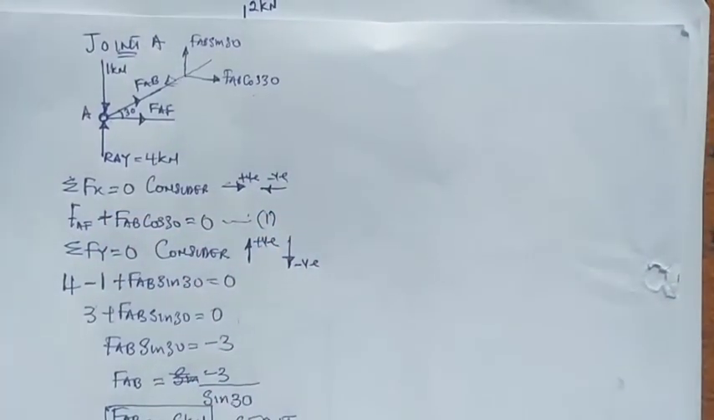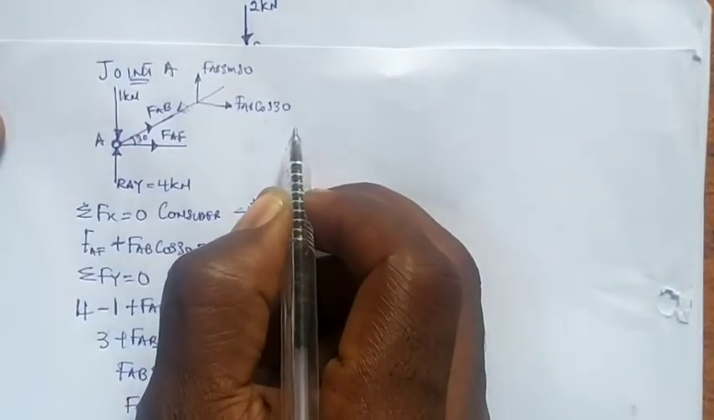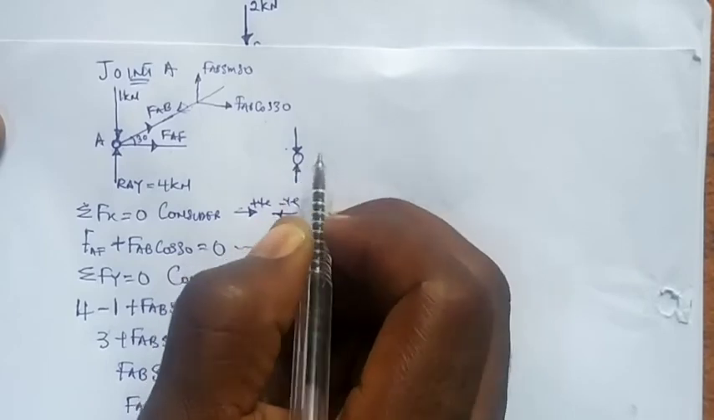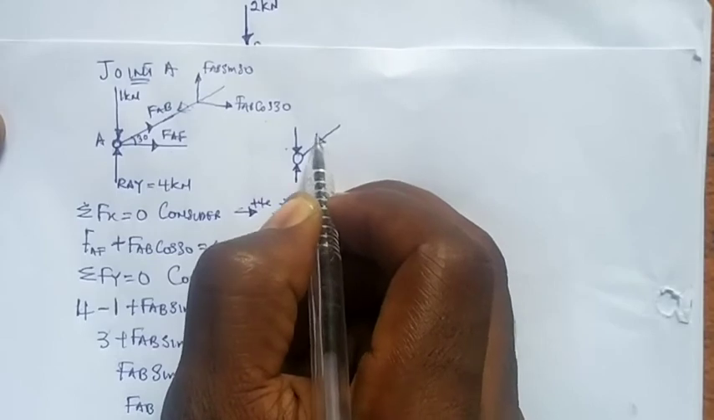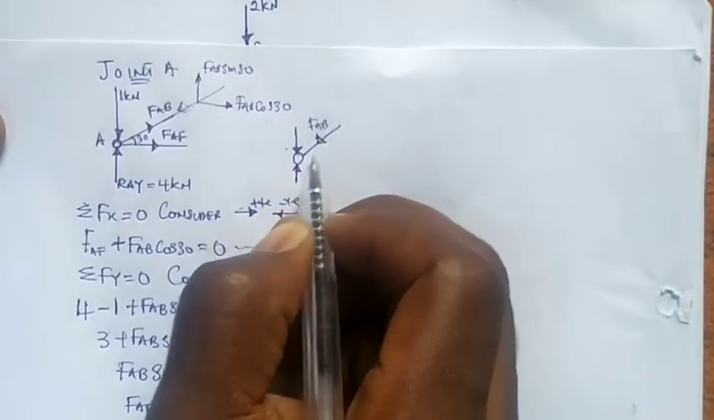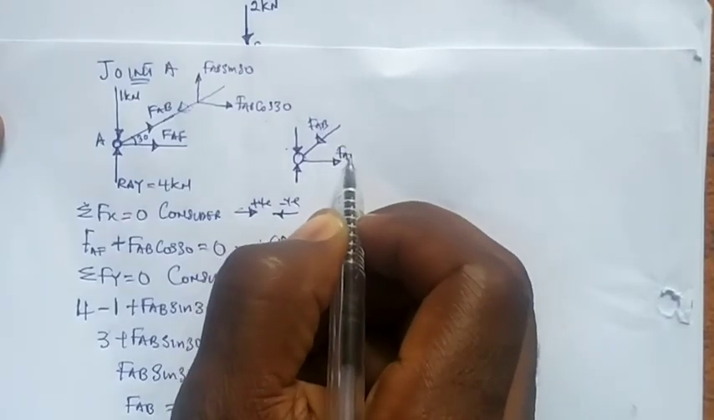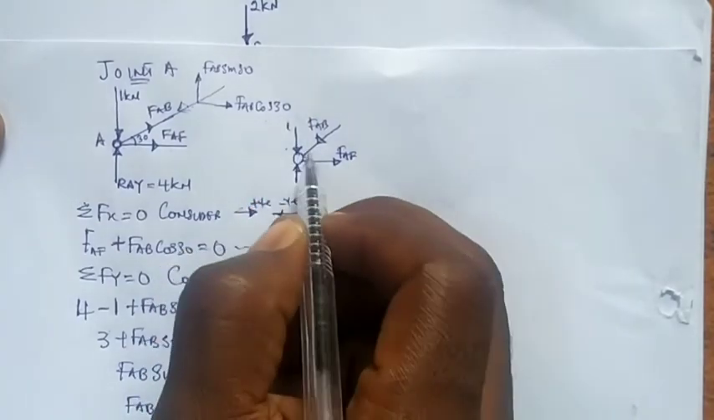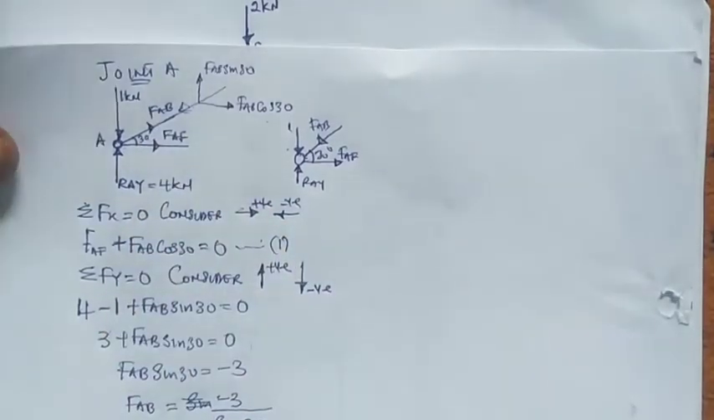So if I'm to redraw this now, I'll have something like this. This coming down, we have this going up, and we have this member coming here, but now it will not be coming downward. That's my FAB, right? And we have this going this way, coming outward, and that will be my FAF. So this is my RAY here, and my 1 kilonewton. This is my 30 degree. This is how it will be, not like this.